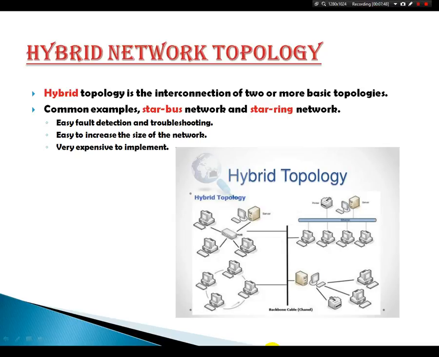The only difference between tree and hybrid is in tree there are two network topology characteristics, bus and star, but with hybrid network topology there can be more than two. As you can see, there is a ring network here, there is a star network here, and also there is a bus network here connected to the main bus network here. So that is the only difference between hybrid and normal tree network topology.